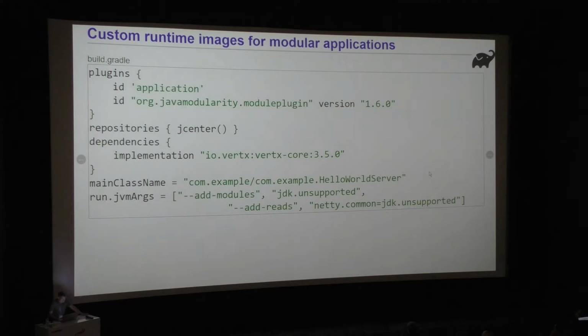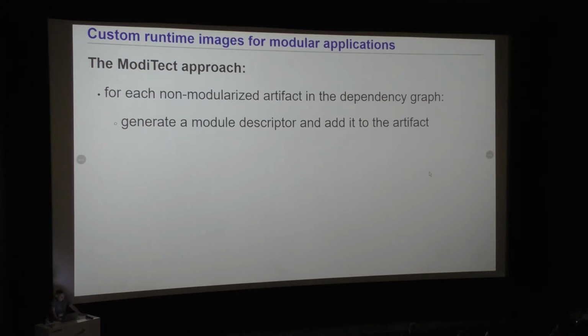Okay, now let's get back to our problem: how to create a custom runtime image for this application which has lots of non-modular artifacts. And the first option is to use the Moditect tool. Moditect can generate for each non-modularized artifact in your dependency graph a module descriptor, and it can add it to the artifact. So what Moditect does is to modularize each non-modularized artifact in your dependency graph. Moditect is basically a Maven tool, but I like Maven very much and I wanted to bring its functionality also to Gradle, so I wrote a plugin for Gradle that uses Moditect, which means that you can now use Moditect with both Maven and Gradle. And let's see how.